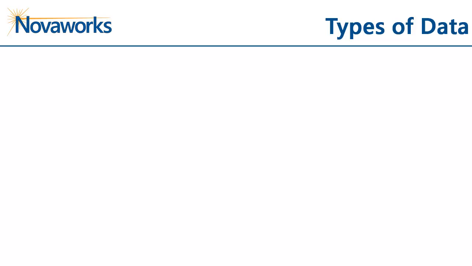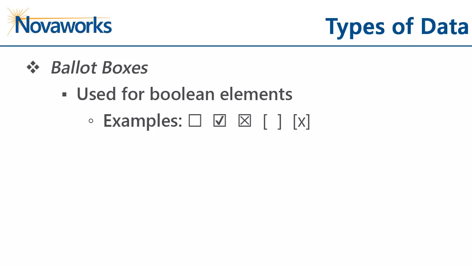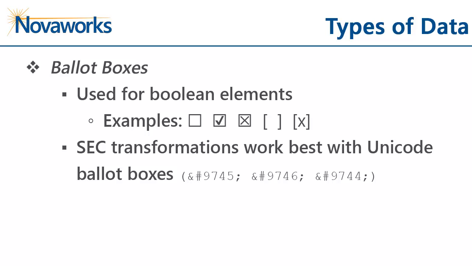Let's talk about the different types of data you might find on a cover page. First, there are ballot boxes, which are used to represent fact data for elements with a Boolean data type. Ballot boxes are presented as checkbox characters on the cover page. Filers typically use Unicode characters, wingdings, or a symbol font, or just simple bracket characters to represent checkboxes. Inline XBRL works best if you use Unicode versions of the ballot boxes, though XDX will process the tagging around other kinds as well. We recommend that you use the Unicode characters if possible.